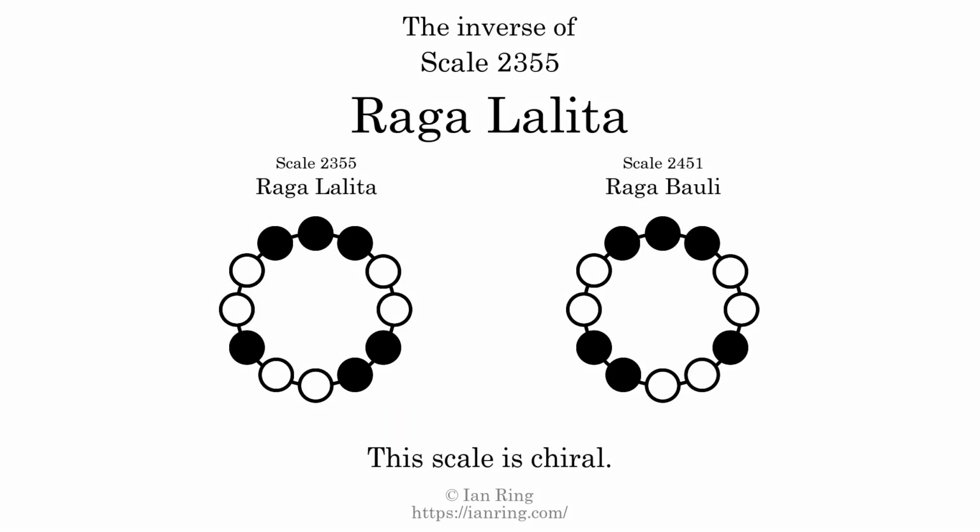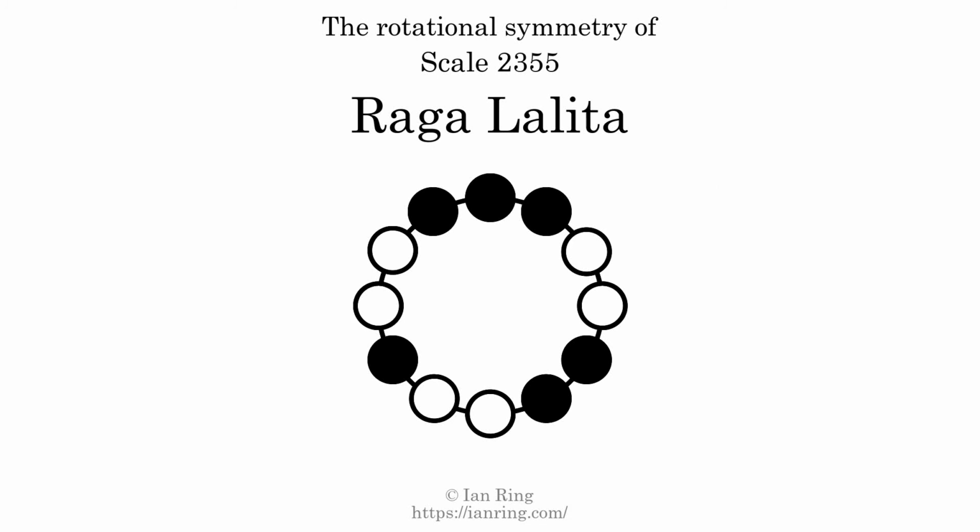The inverse of a scale is a mirror image. It is what you get when the sequence of intervals is reversed. The inverse of this scale is scale 2451, also known as Raga Lalita. This scale is chiral. It cannot transform into its inverse by rotational transformation. This scale has no rotational symmetry.